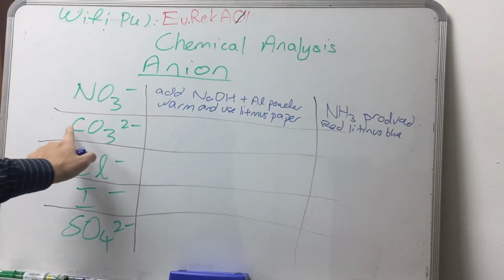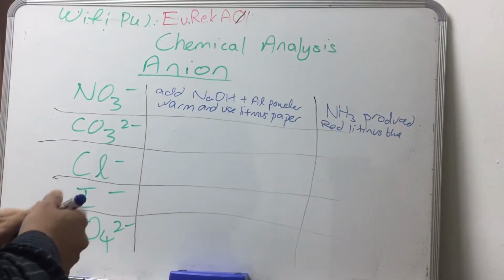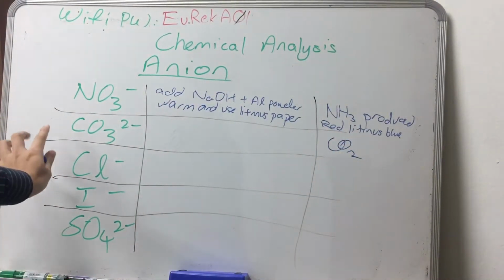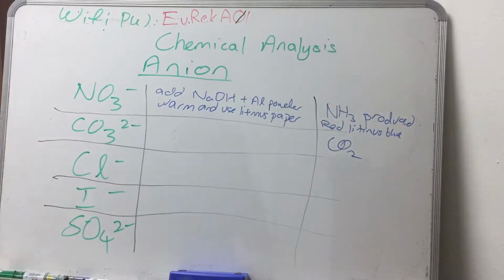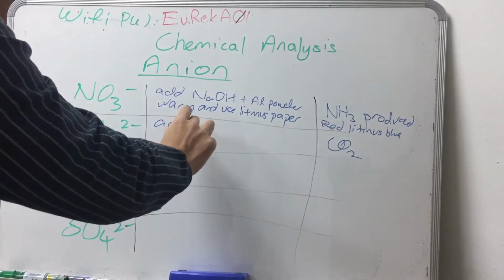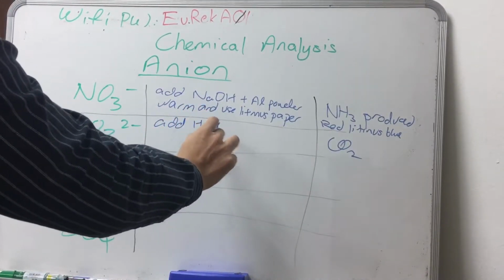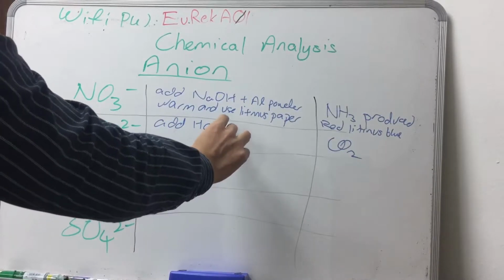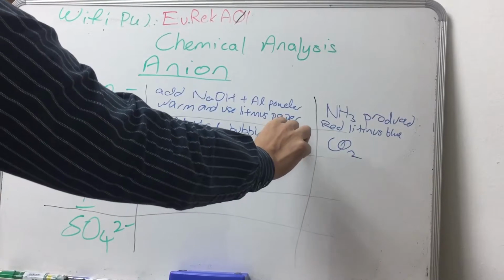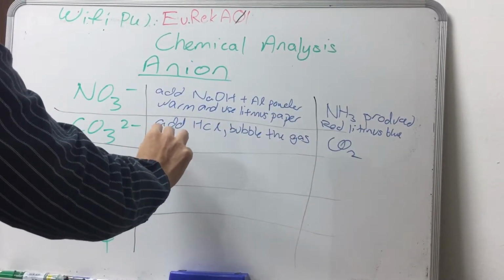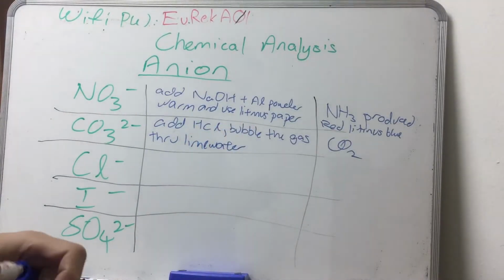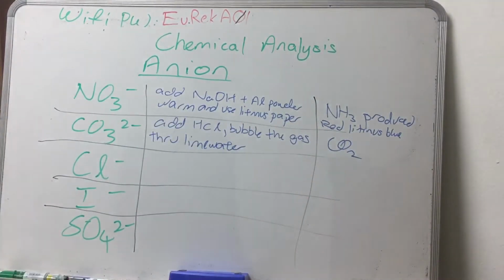For carbonate, CO3 2-, you are supposed to get CO2 gas. By now you should already know what reacts with carbonates: acids. For example, add hydrochloric acid, then bubble the gas through lime water. You should get a white PPT, which shows that carbon dioxide is produced.